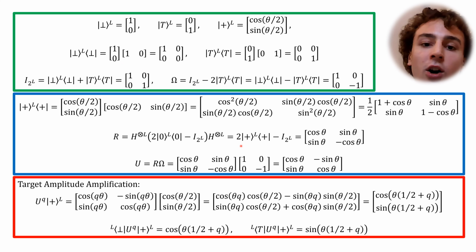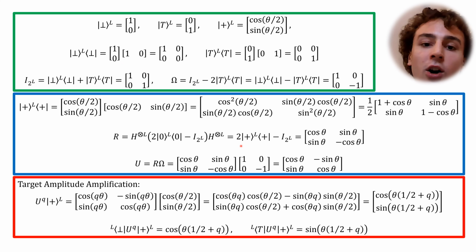Now let's move on to the red box. We're going to see how this target amplitude amplification works. So we're going to apply the unitary operator Q times to the plus state. And let's have a look at the matrix representation. When we apply this unitary operator U Q times, that's the same as rotating by the angle theta Q times. And that's equivalent to saying we are rotating by the angle Q times theta. So we have Q copies of the angle theta. Every time we apply this unitary operator, we rotate by the angle theta. And because we're doing this Q times, we have this factor of Q inside the argument of these trigonometric functions.